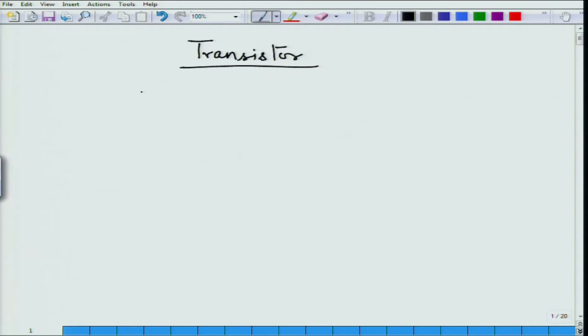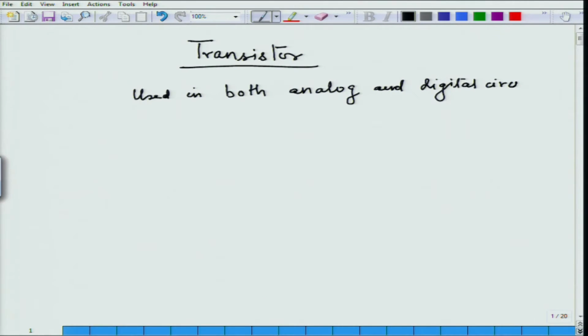Today we are going to discuss a very important device, the transistor. As you know, transistors are very important. They are used in both analog and digital circuits, and they are used basically for two functions: as an amplifier and as a switch.